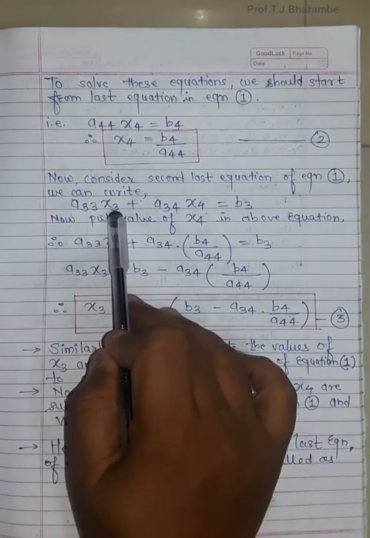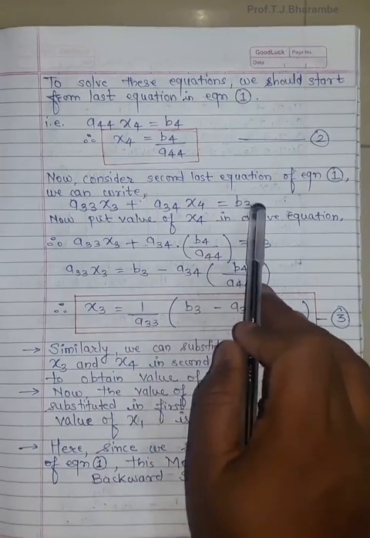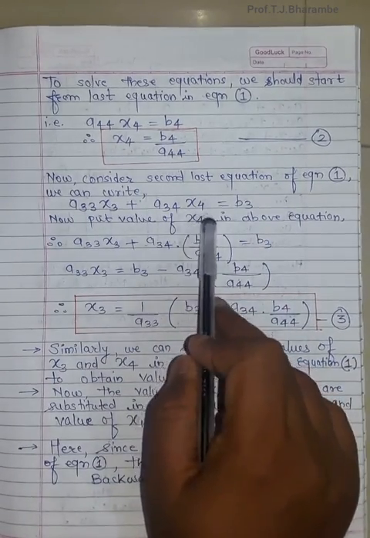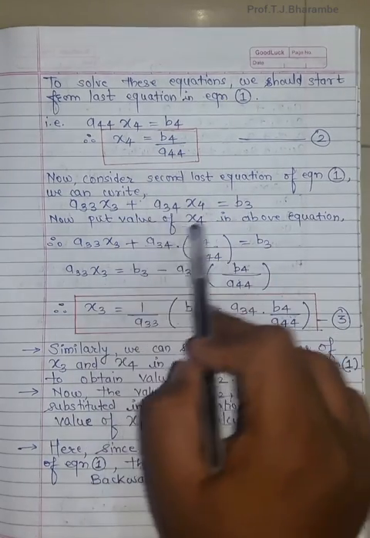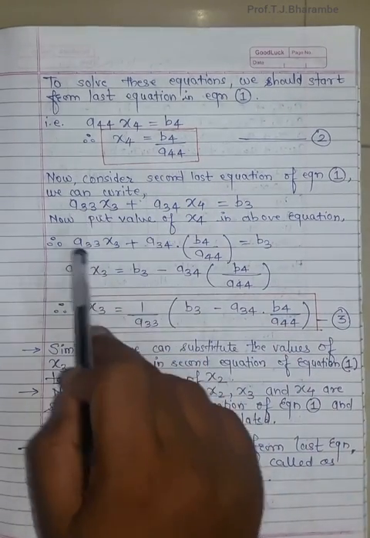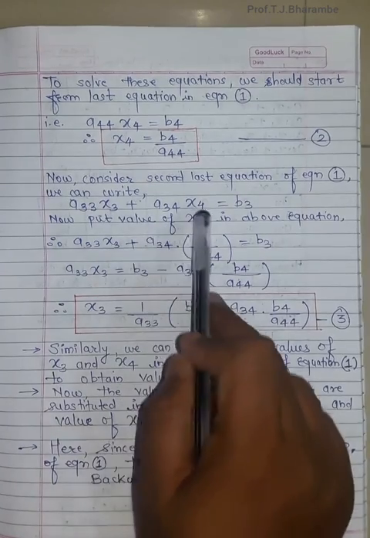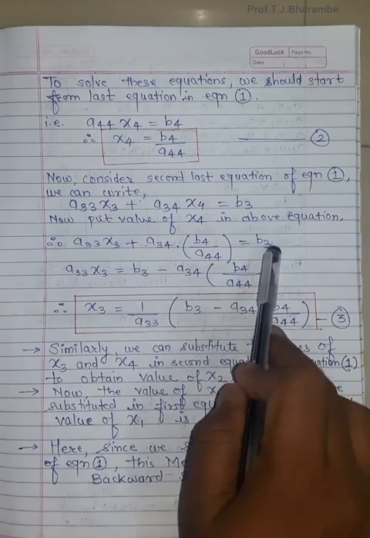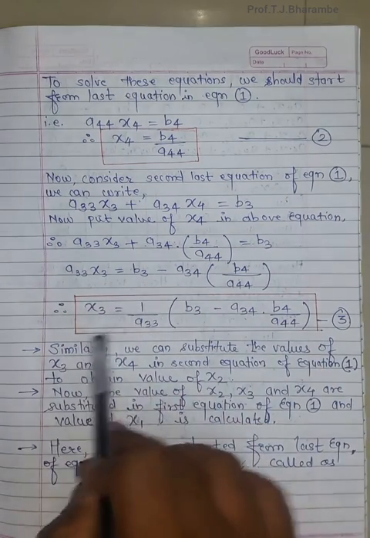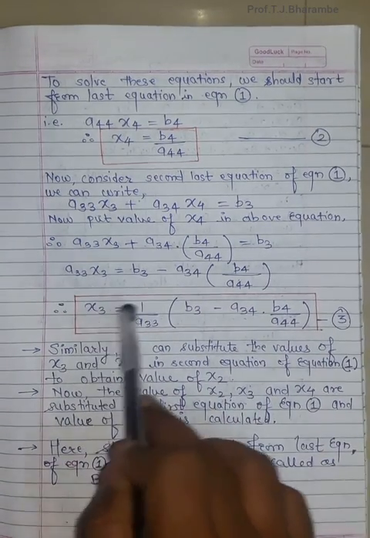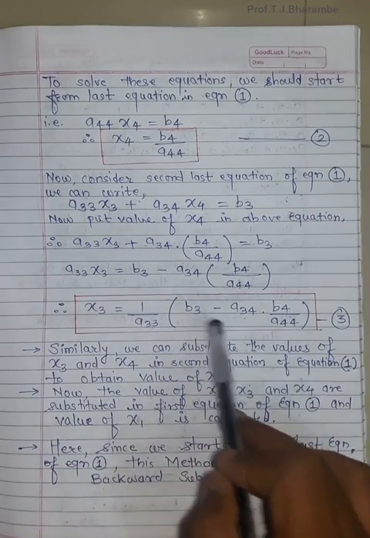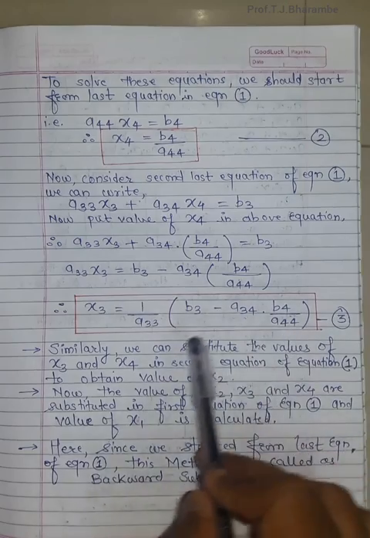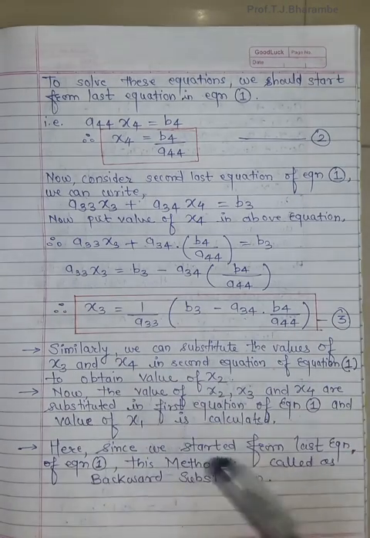See here, a33x3 plus a34x4 is equal to b3. Now what we have to do? We know the value of x4, so we have to put this x4 value in this equation. So it will become a33x3 plus a34 times x4, where x4 is replaced by b4 upon a44, is equal to b3. By simplifying, the final answer will become x3 is equal to 1 upon a33 times (b3 minus a34 into b4 upon a44). So what we have done, we have applied backward substitution.